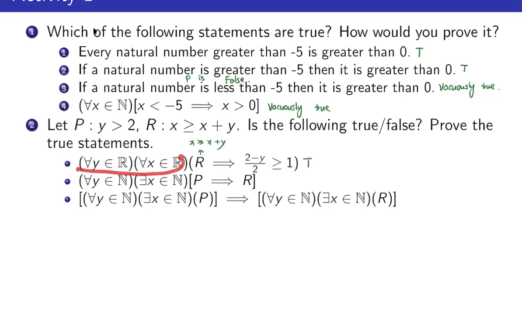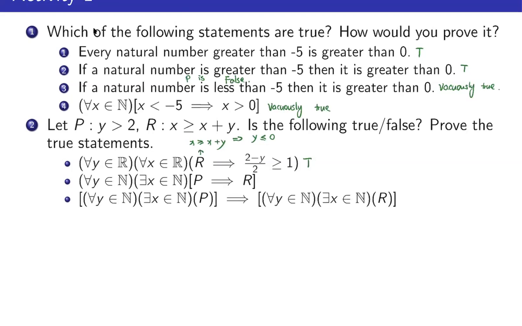Basically, this is telling you that your x and y are real numbers. So you need to decide if this implication is true. We have x is greater than or equal to x plus y. You can minus x on both sides, so you'll get y is less than or equal to 0. So basically, it's asking you: if y is less than or equal to 0, y a real number, can you get (2 minus y) over 2 is greater than or equal to 1? So it becomes an inequality question.